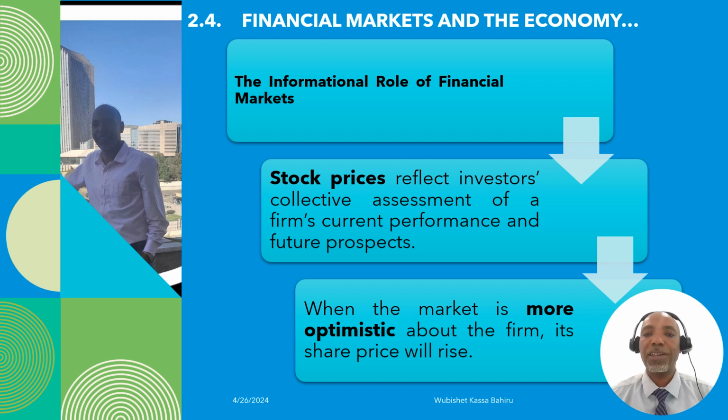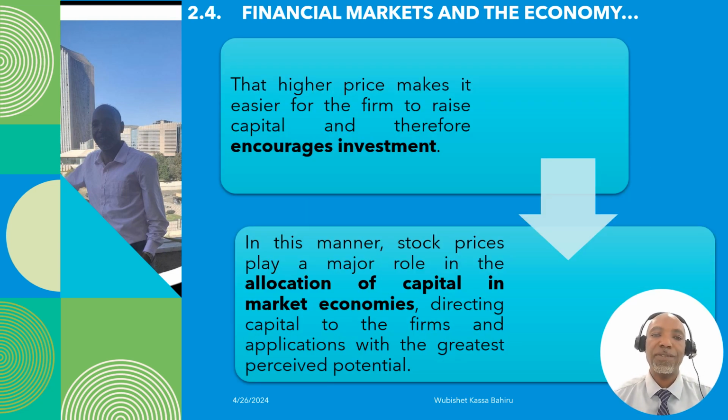Stock prices generally reflect the investors' collective assessments of a firm's current performance and future prospects. When the market is more optimistic about the firm, its share price will rise. Whereas if the price of the shares is getting lower, it means the firm may not perform well. That means a higher price makes it easier for the firm to raise capital. If the price of the share or the stock is getting higher, it means the market prospect, or the return that we get from the security that we are going to buy, is more promising.